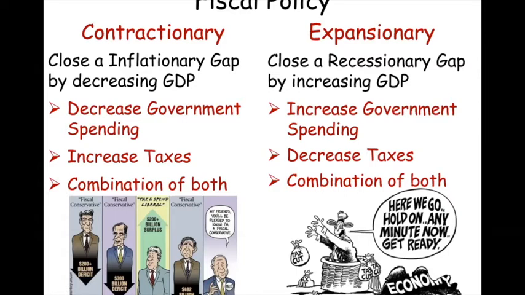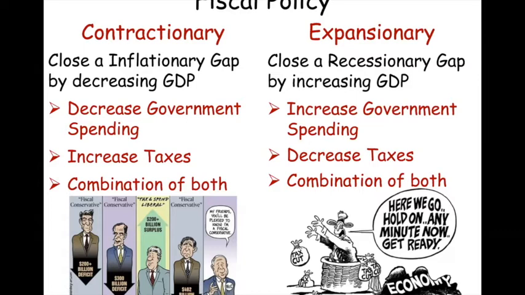Okay. The tools are the same, right? The tools don't move. So it's government spending and taxes. So it's what you do with it. We just call that policy contractionary, expansionary. So if inflationary gap, we would decrease government spending, increase taxes, or a combination of both in order to bring that aggregate demand back in line with that long run aggregate supply. So we're at full employment again.